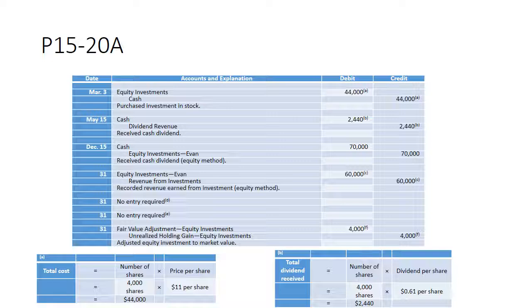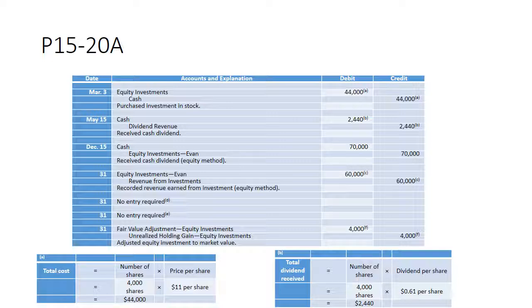Now, that's very similar to what we did in our last problem. Why? Because we own less than 20% of the stock of the other company. Watch what happens on December 15th, when the other company, who we do significantly influence, pays us a cash dividend. When we received a cash dividend of $70,000 from Evan Investment, remember, we own more than 20%, significant influence. We still debit cash for $70,000, but we do not credit dividend revenue.